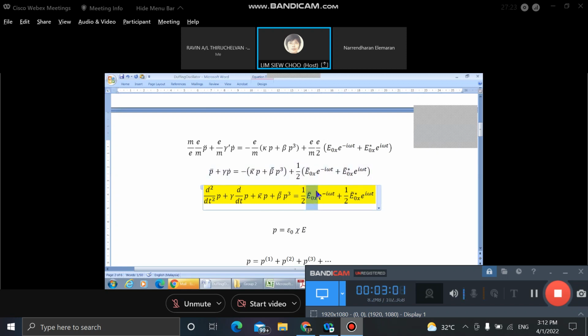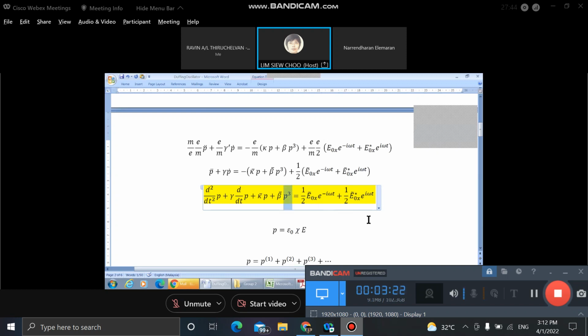If this is small, you can throw this part away. If this is strong enough, you must retain this. If you have this one stronger and stronger, you have more terms. You must have plus P to the power of 5 and so on. So we consider this is strong enough to excite these nonlinear terms.